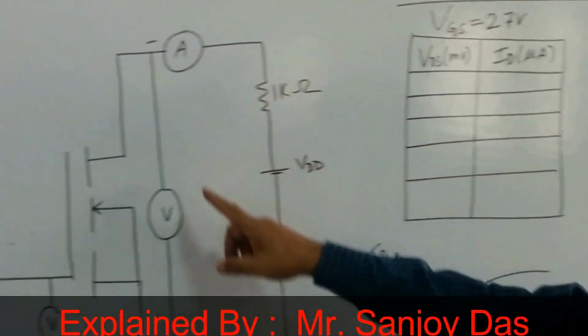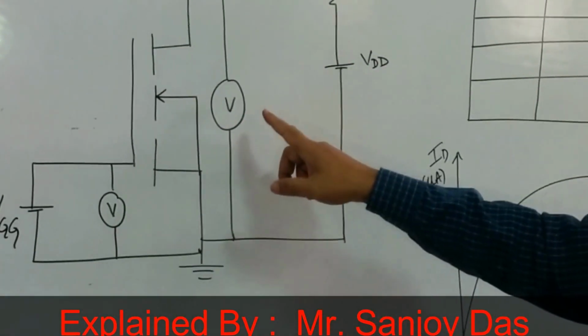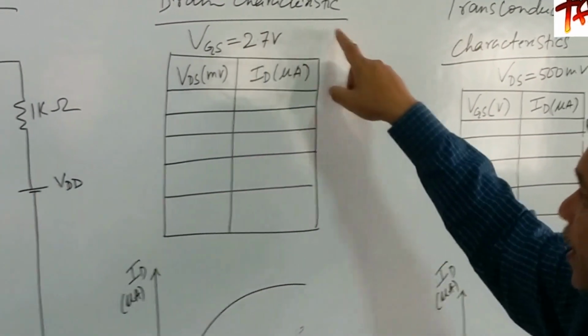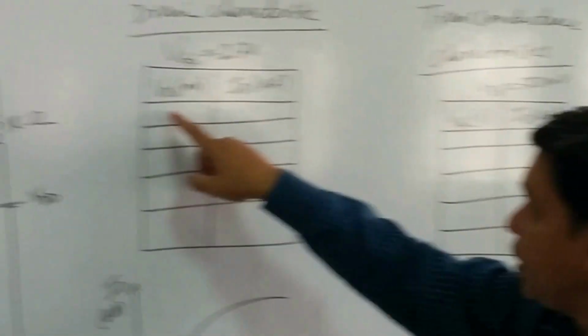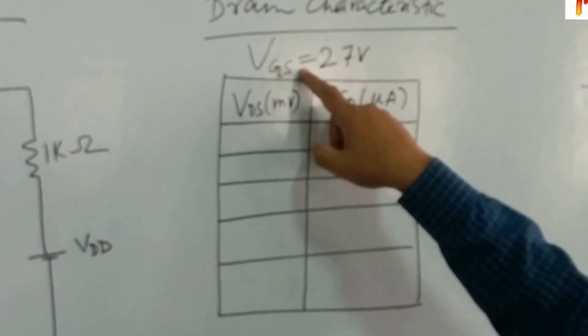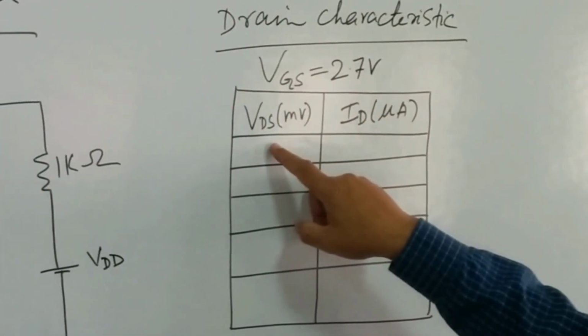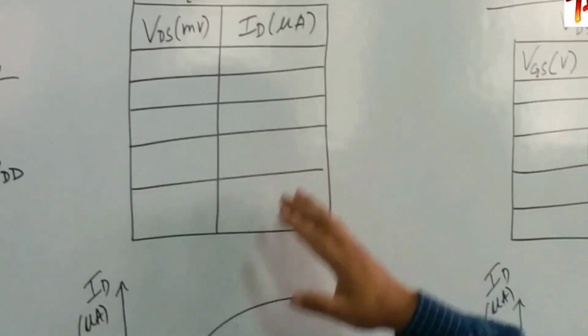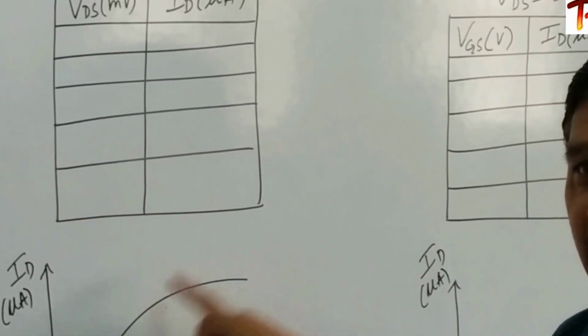And this is the circuit diagram. It is being well explained in the classroom. And this is the reading you have to take. First, the drain characteristic: you have to take the reading of VDS versus ID, keeping the VGS constant, that is gate voltage constant, you have to vary the drain voltage and take the corresponding ID reading. After taking the reading, you have to plot the graph.